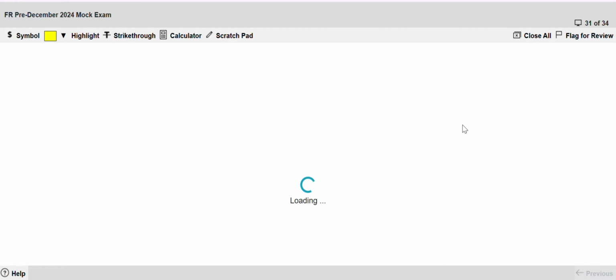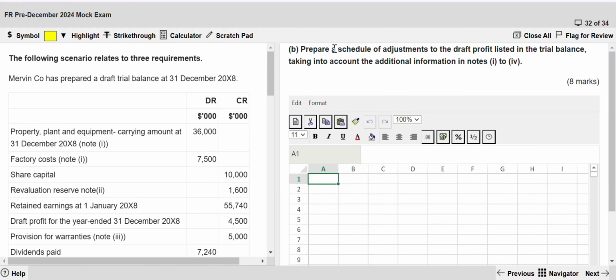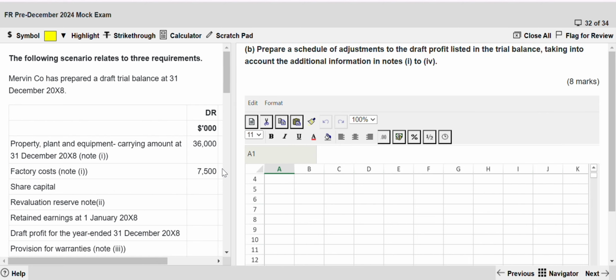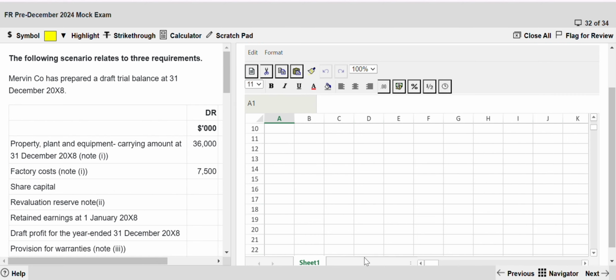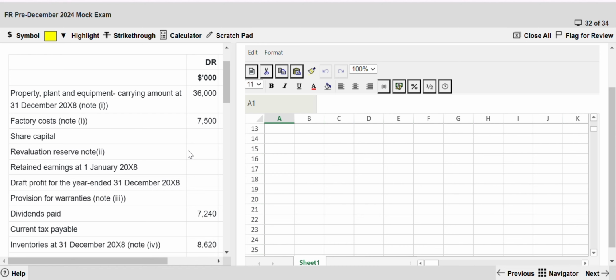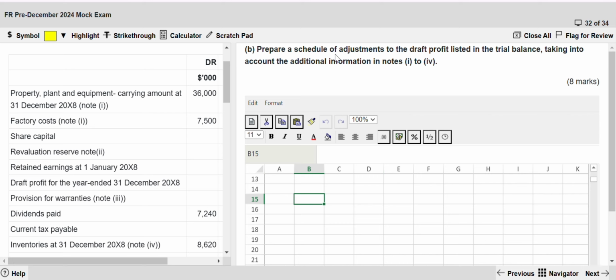Okay, so the next question, B: prepare a schedule of adjustment to the draft profits listed in the trial balance taking into account the additional information in notes. So I'm just going to reduce this a bit so that I can have more space to write over here. So what are they saying here? First of all, the requirement is that we have to make the adjustments related to the draft profit here. So always start with a heading. What is our heading? Requirement B: adjustments to draft profits, that's all.